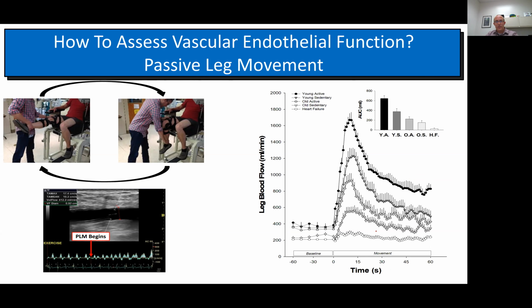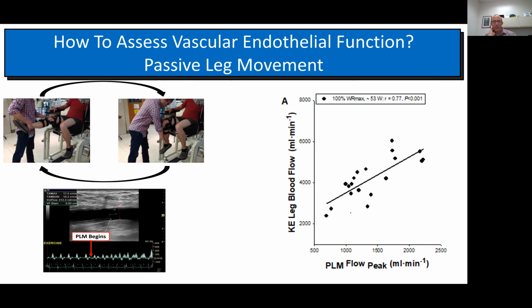All right, so this vascular function test of PLM, we see lots of differences between groups. This would be a young active adult, 20-year-old, a sedentary 20-year-old. This is an active 60, 70-year-old, a sedentary 60, 70-year-old. And then this is a person with heart failure, okay? So the healthier you are, the bigger the response. Also, the bigger your leg, the bigger the response. And we'll talk about that on another day.